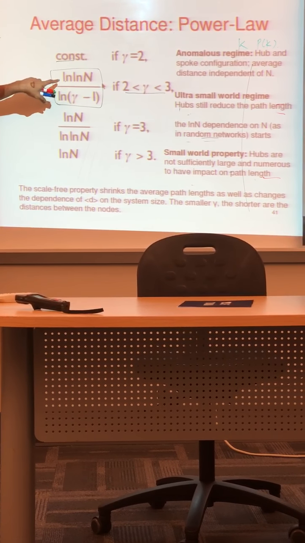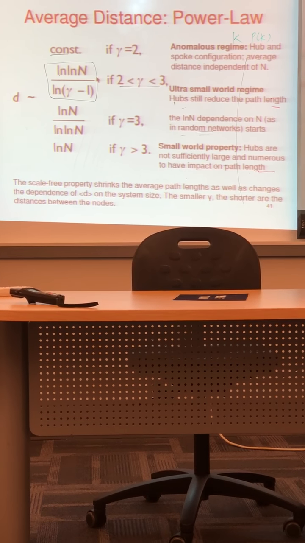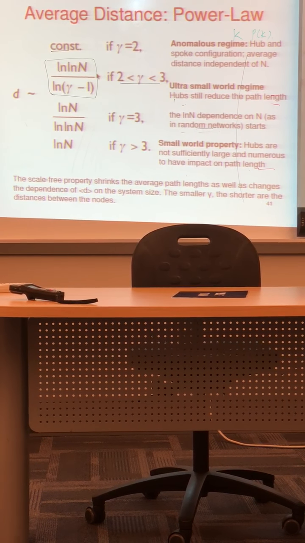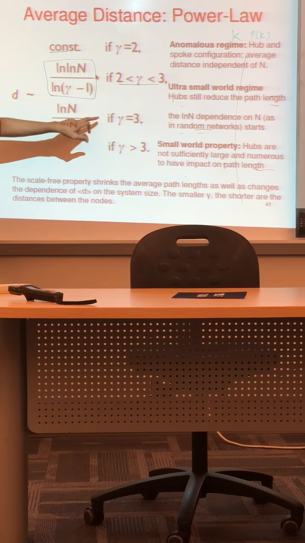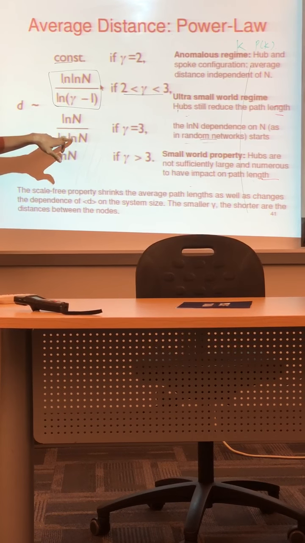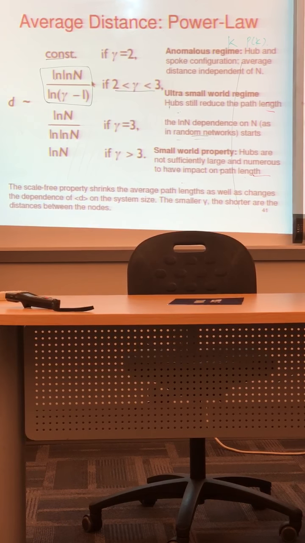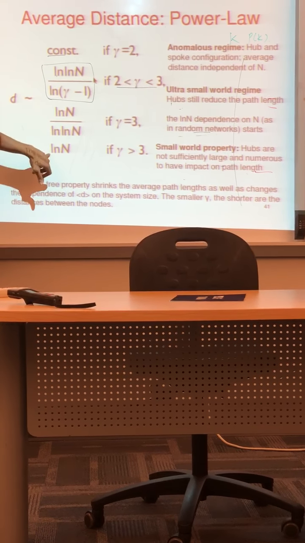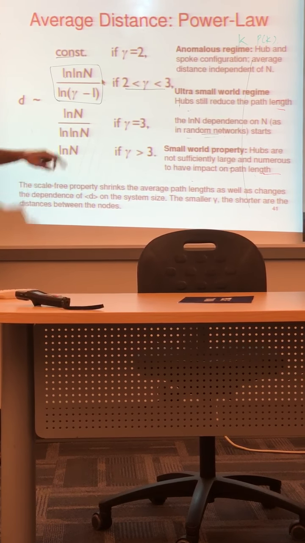So the average path length is log n divided by log of gamma minus 1. This is for gamma between 2 and 3. If gamma is 3, then this is log n divided by log n. I think I introduced this terminology before. So let us finish this. If gamma is greater than 3, the average path length is log n.